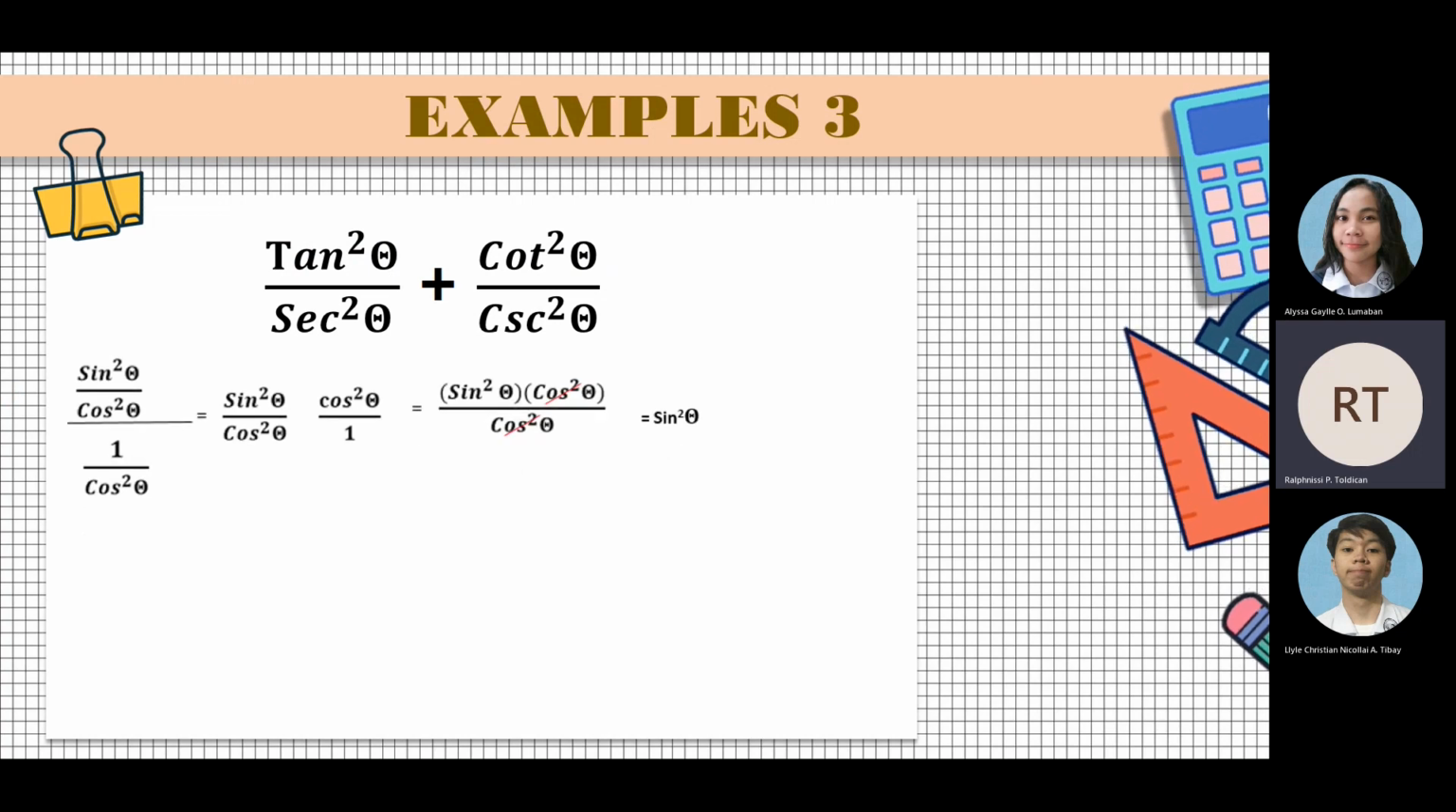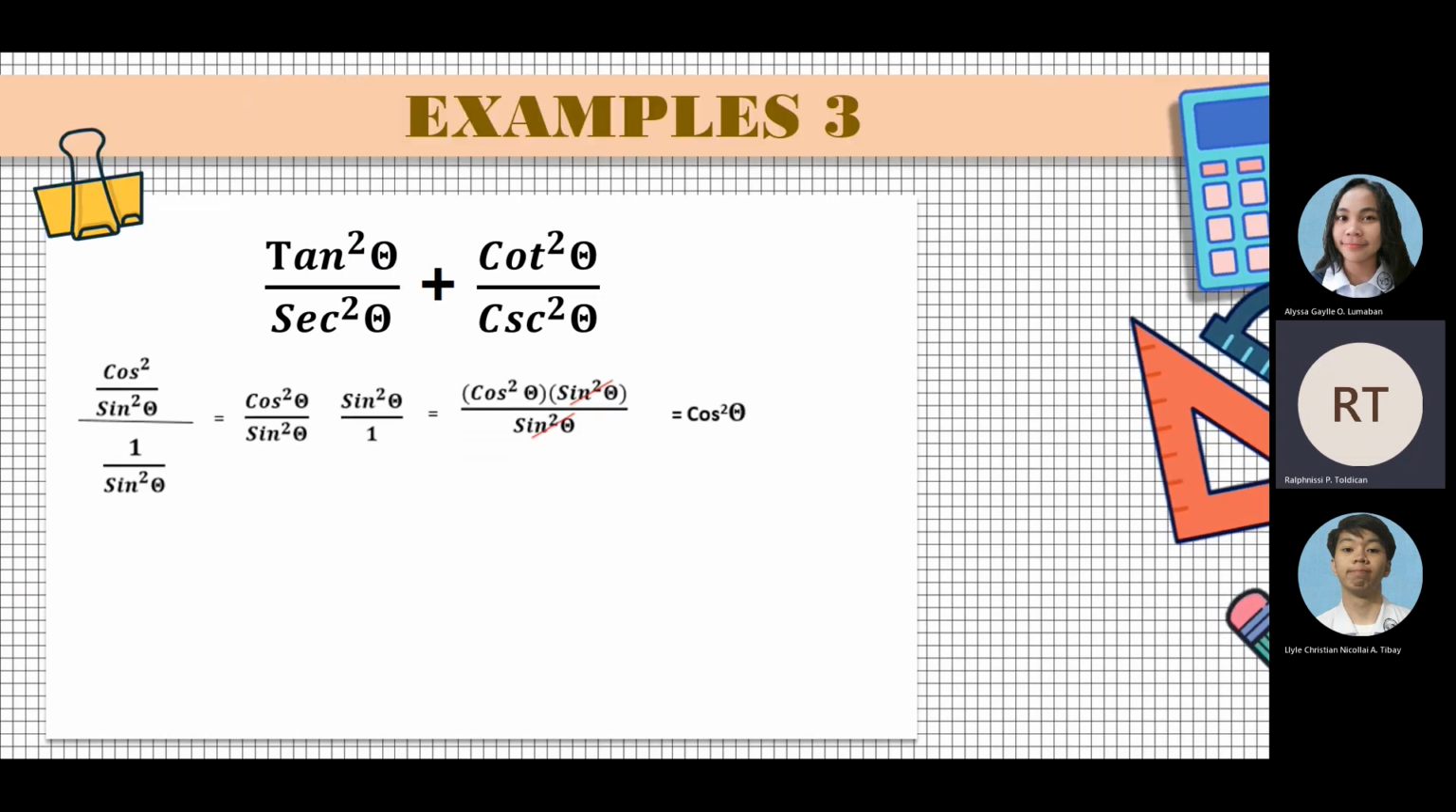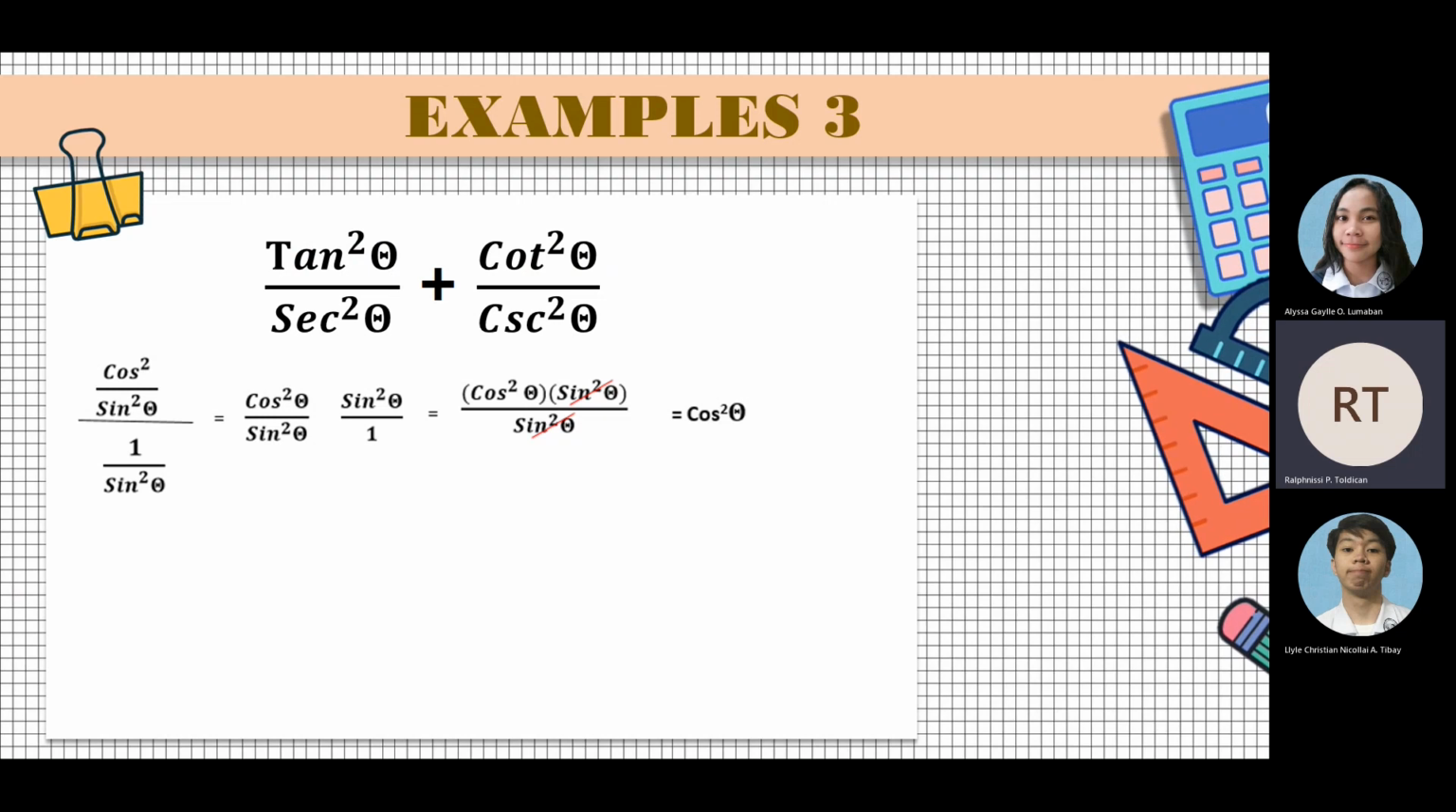When solved, take sin squared theta in mind. Now we solve the second part: cotangent theta over cosecant theta. Cotangent theta falls into quotient identities while cosecant falls in reciprocal. By applying the same method we did earlier in the first part, such as canceling the like terms, we are able to get cosine theta.